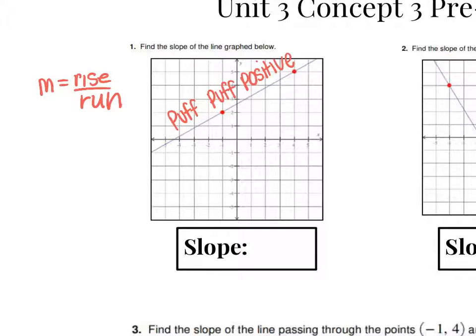So I'm going to draw my lines here, extending from my points to form that triangle. And we remember that our rise is the height of our triangle. So our rise is 1, 2, 3. And my run is the width. So 1, 2, 3, 4, 5. So my slope here is 3 over 5.